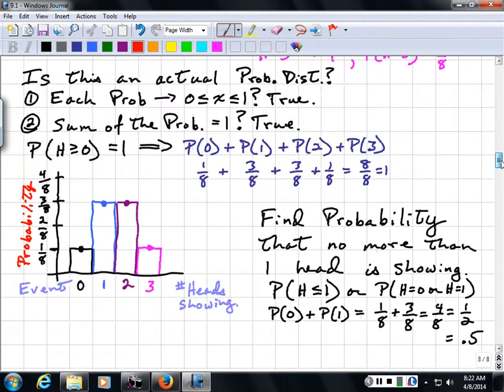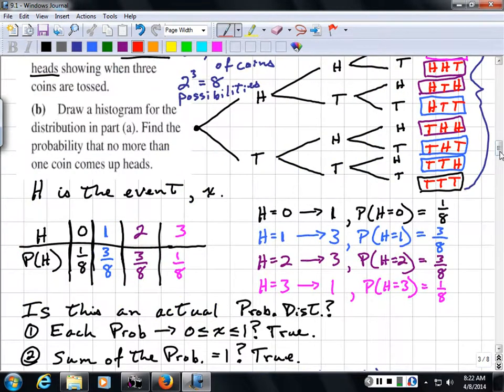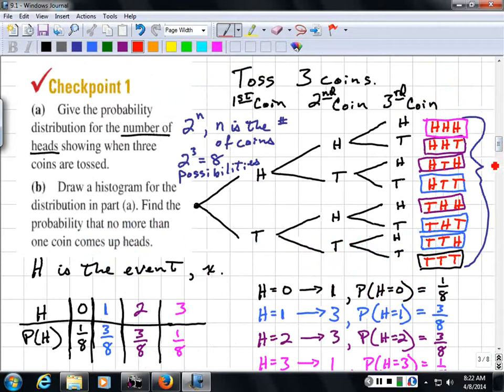The 8 came from up here. We flipped 3 coins. What's the probability of heads showing? There's 4 possibilities. You flip 3 coins, you get no heads: tail, tail, tail. You flip 3 coins, you get 1 head: tail, tail, head; tail, head, tail; head, tail, tail. Flip 3 coins, there's a possibility of 2 and 3 heads showing, respectively. Those are the probabilities, okay?